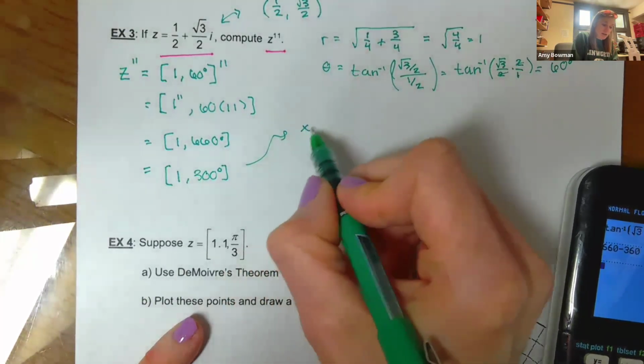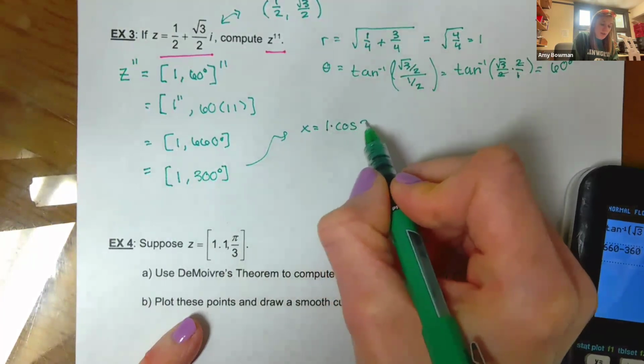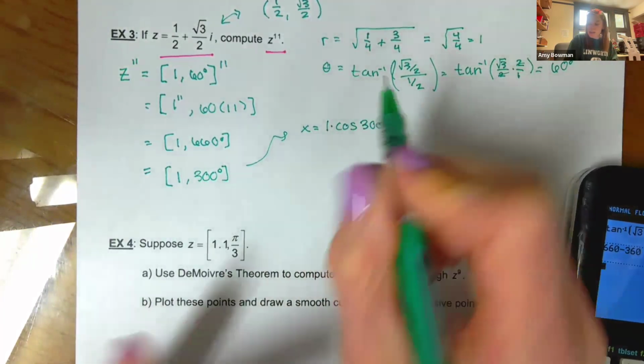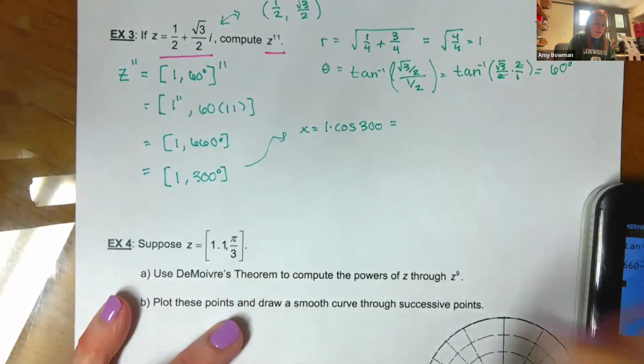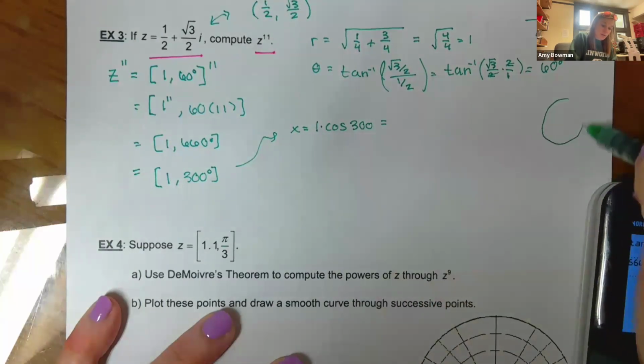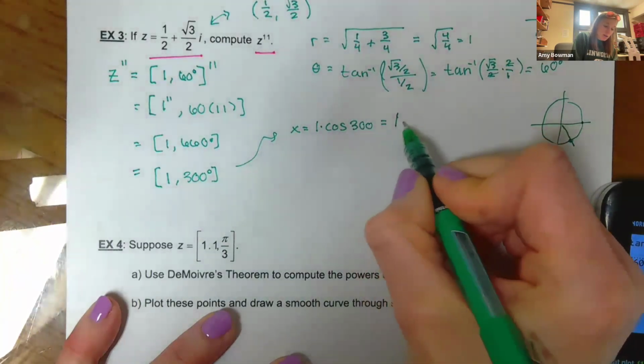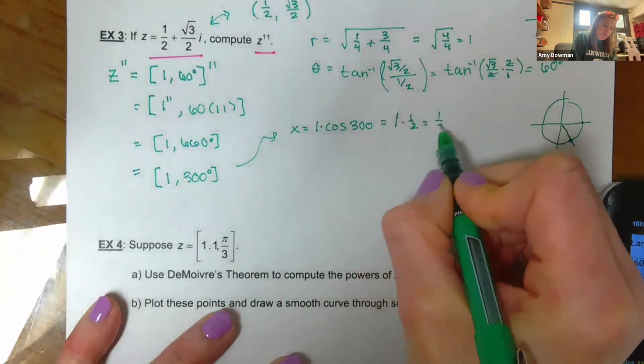So x is r cosine theta. So 1 times the cosine of 300. This is an exact unit circle value. The cosine of 300, this is 360, 300 is here. Cosine there is 1/2. So that's 1 times 1/2. So the x coordinate is 1/2.